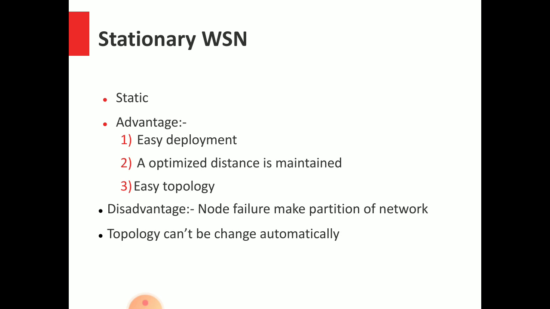Here are the stationary WSN points. These nodes are static, they are easy to deploy, an optimized distance is maintained, and the topology is easy. The disadvantage is that node failure partitions the network, which we already talked about, and the topology can't be changed automatically.